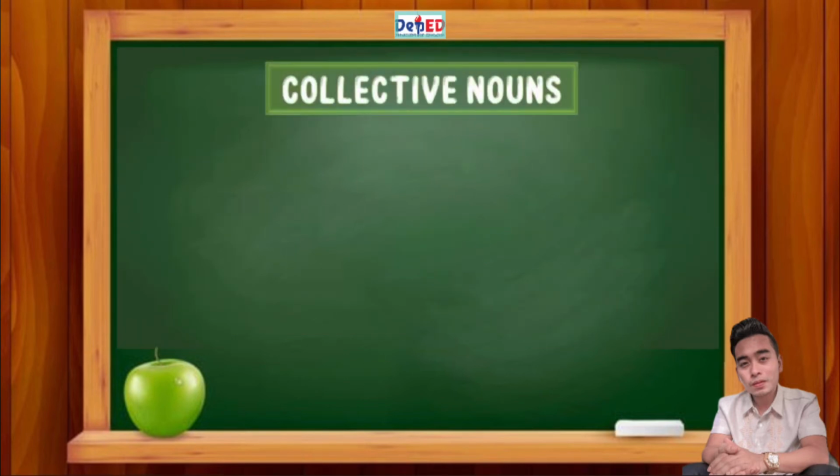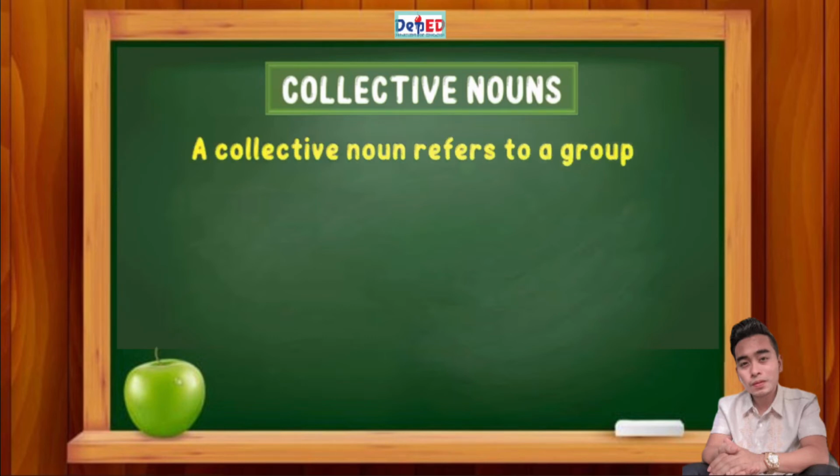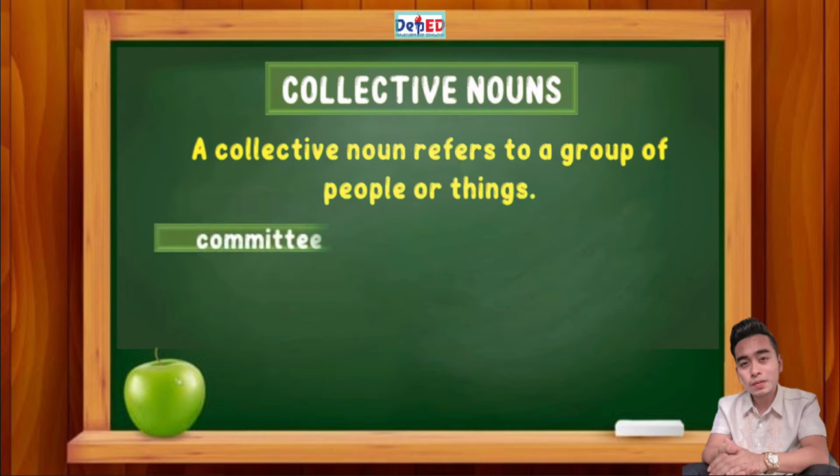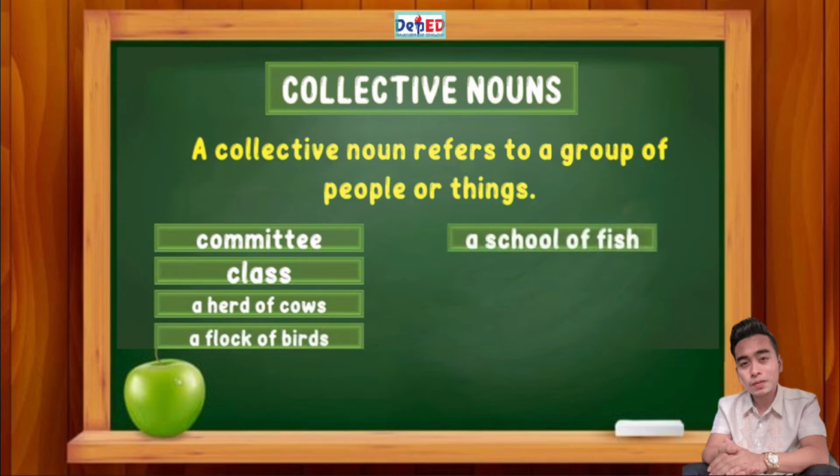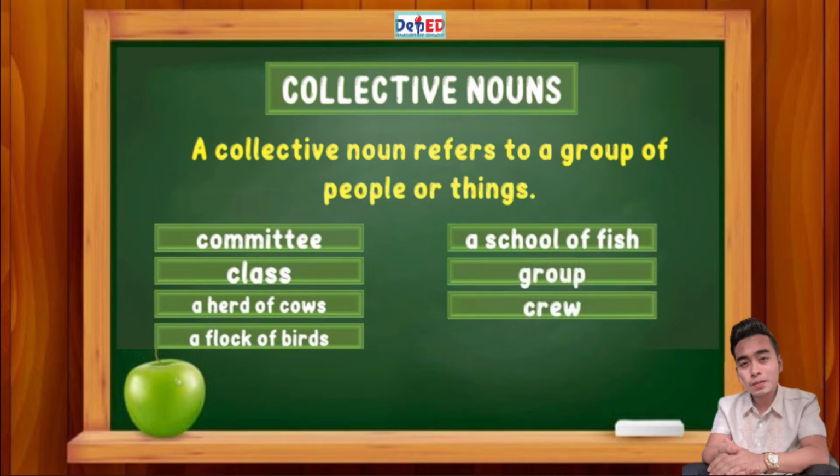How about collective nouns? A collective noun refers to a group of people or things. For example, committee, class, a herd of cows, a flock of birds, a school of fish, group, crew, and crowd.